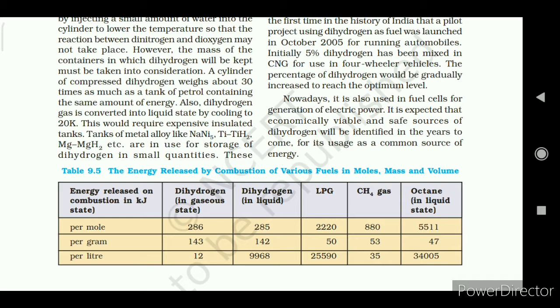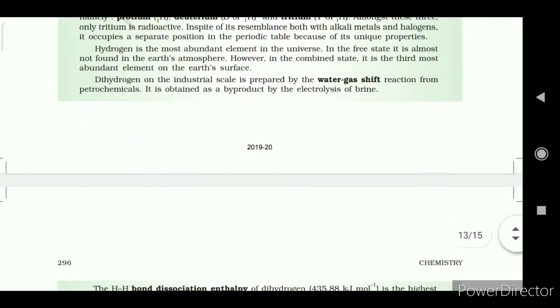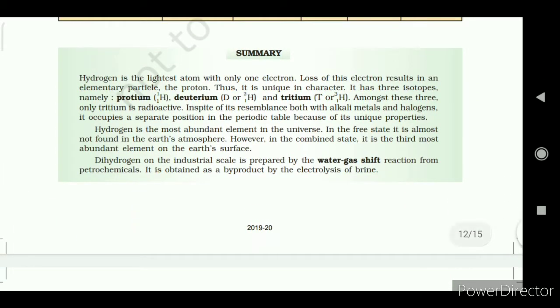Hydrogen is the most abundant element in the universe. In the free state, it is almost not found in the Earth's atmosphere. However, in combined state, it is the third most abundant element on the Earth's surface. Dihydrogen on industrial scale is prepared by the water-gas shift reaction from petrochemicals, electrolysis of brine. The H-H bond dissociation enthalpy of dihydrogen is the highest for a single bond between two atoms of any element.